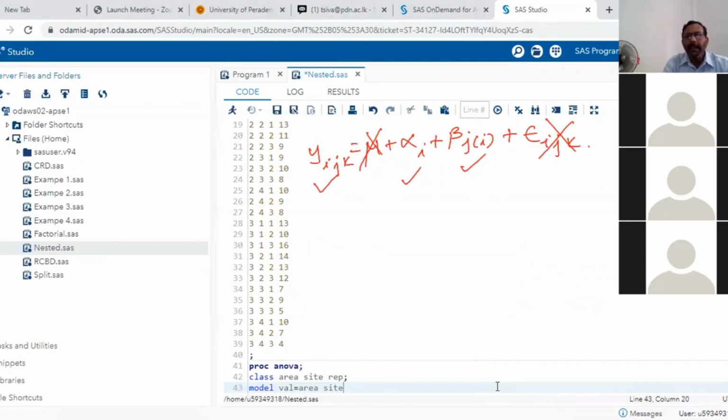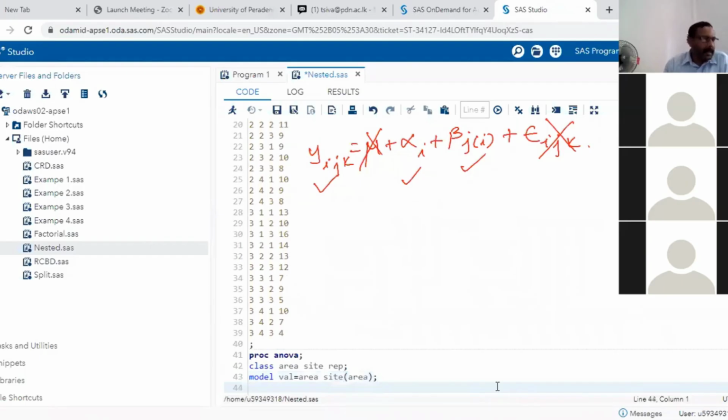Look very carefully. Site is within what? Area. So I will put it as AREA. In the model you cannot simply write site. If you simply write site, it will give some other type of sum of squares. So site within the area, then only the computer will calculate. So those are the only components that we need to write. Everyone clear?